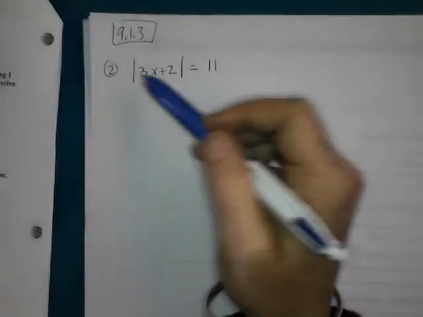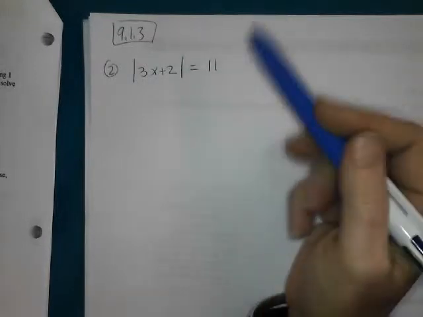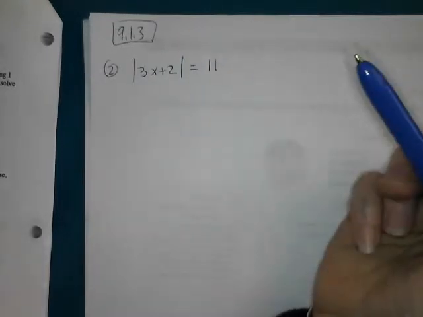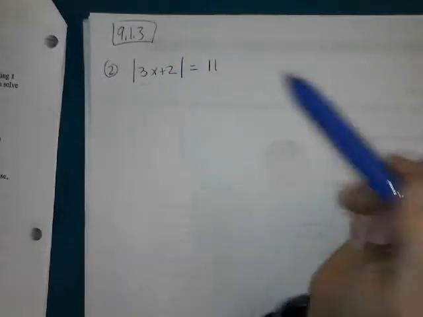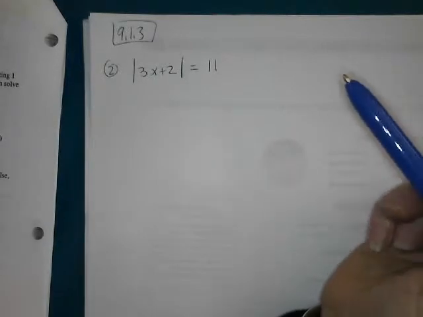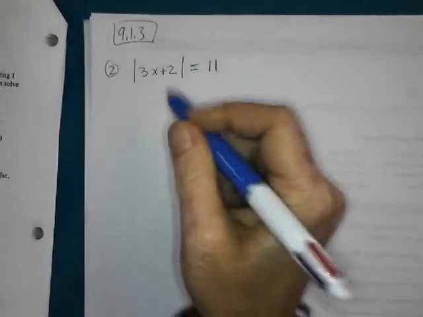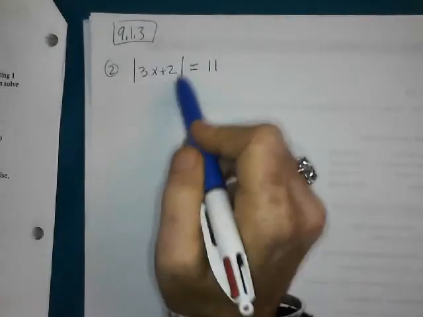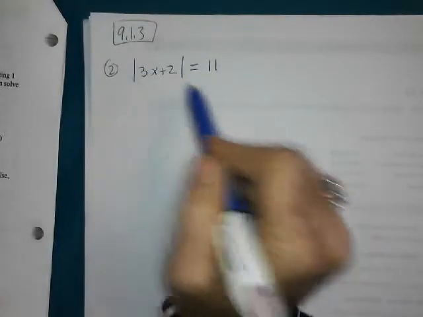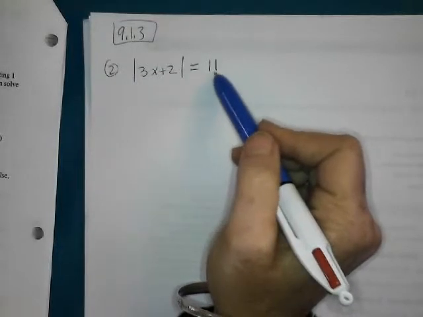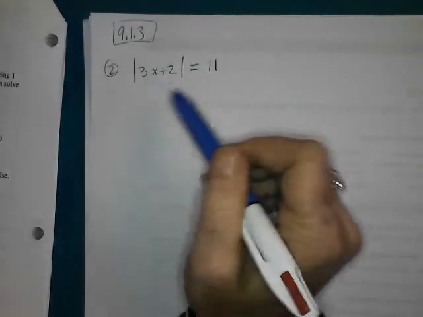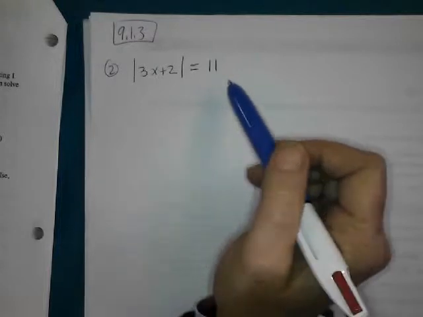So what we have is an absolute value. Hopefully you know what absolute value means. It's the distance something is away from 0 on the number line. So this is just saying that whatever quantity is inside these absolute value bars, its distance away from 0 on the number line is 11. Absolute values are never negative.